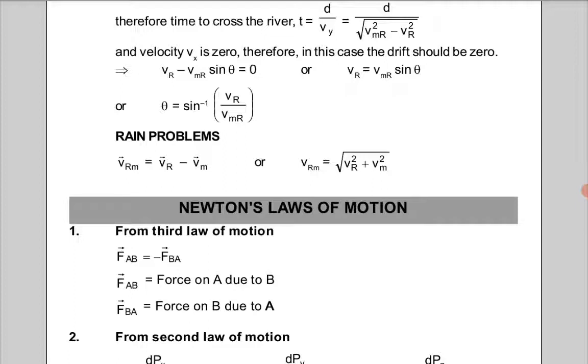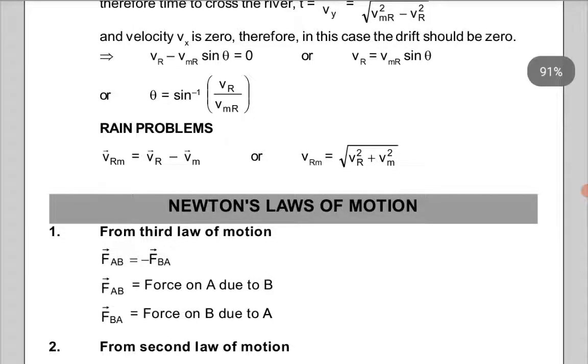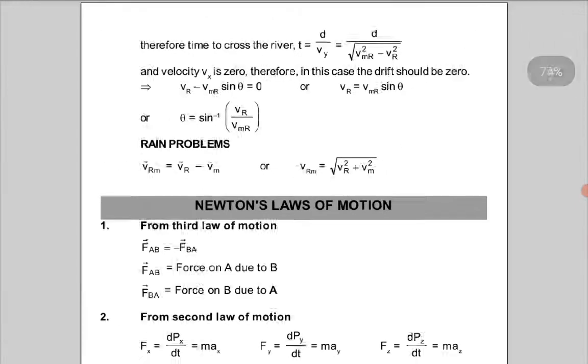Then in case of rain problems, Vrm equals Vr minus Vm, velocity of the rain with respect to the man, that is velocity of the rain minus velocity of the man. If we have to calculate magnitude, then use this formula: under root Vr square plus Vm square.